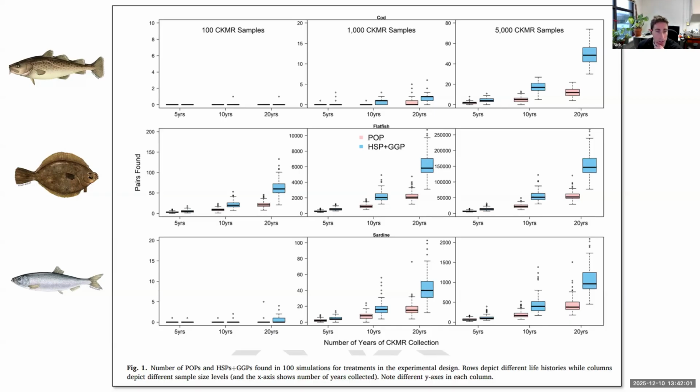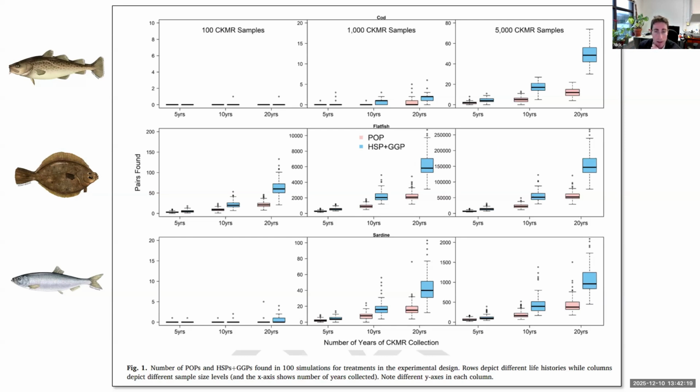For the 1,000 level, we're still not finding pairs for cod. We're starting to find pairs in the thousands for flatfish. Recall, that's the smallest spawning stock. Even at the 5-year level, we're in the thousands of pairs. And then sardine, we're finally starting to find pairs just below 100 total after 20 years.